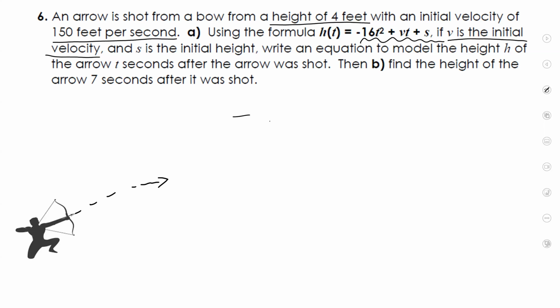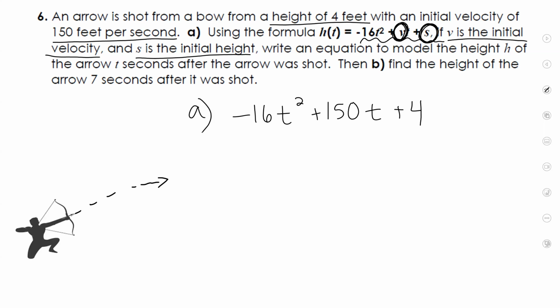So guys, let's write the equation. For V, what should I be putting? 150. That's what they said the initial velocity is. And then they said S is the initial height. So guys, for this S, what should I be putting? 4. All right, so guys, that's the answer to question A. It says write an equation to model this. So we found it. This is what the height is equal to, this equation.